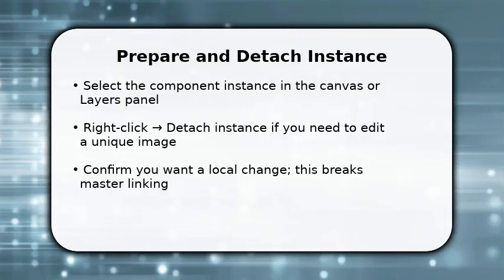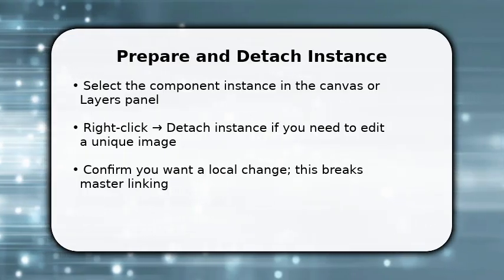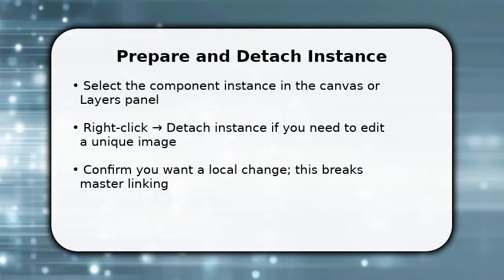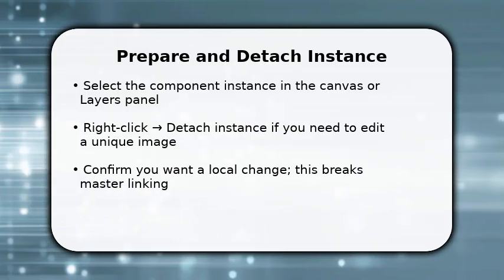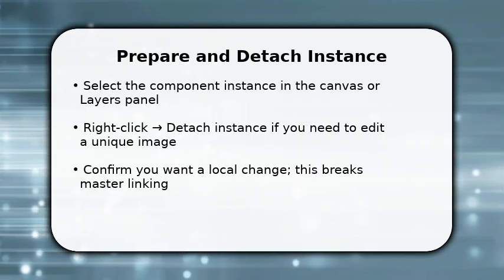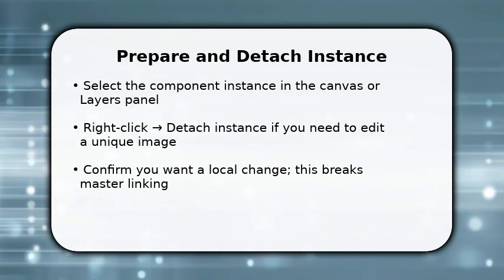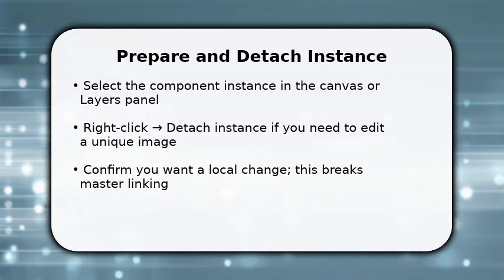You start by selecting the instance that contains the image you want to change. Once selected, decide if you need a unique override. Detach the instance to edit without affecting the main component. Detaching converts it to regular frames and layers, so make sure you intend to break master linking. If you don't want to detach, use overrides instead.